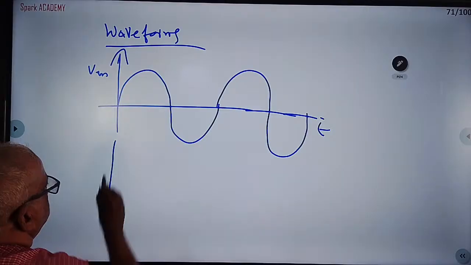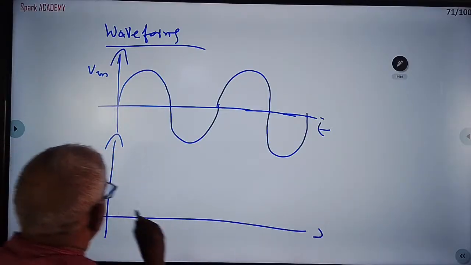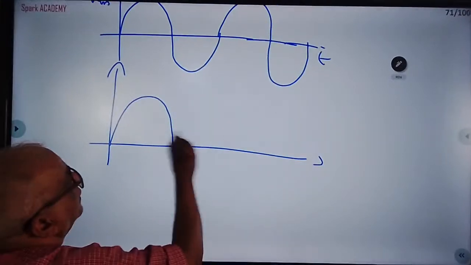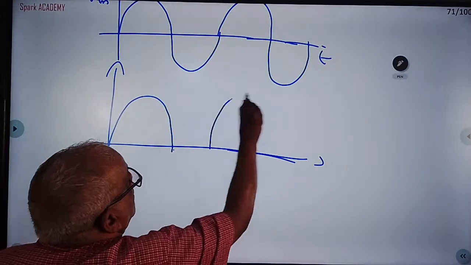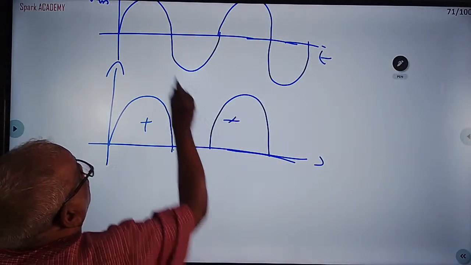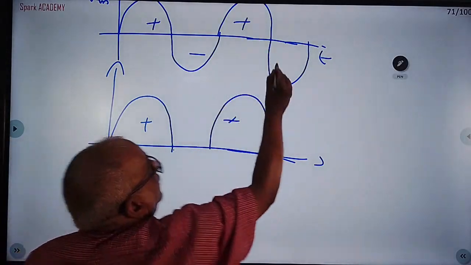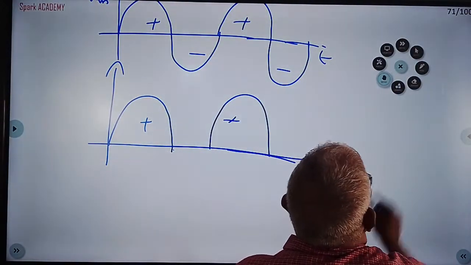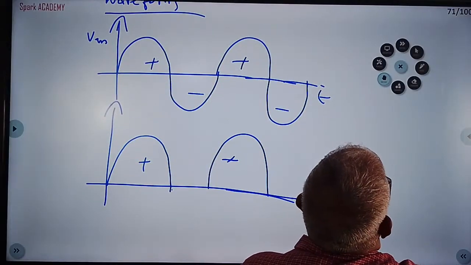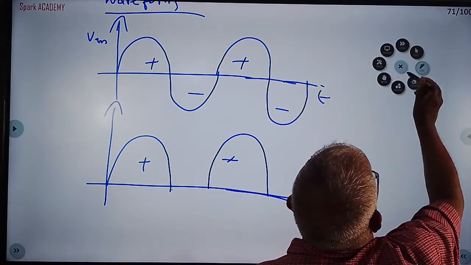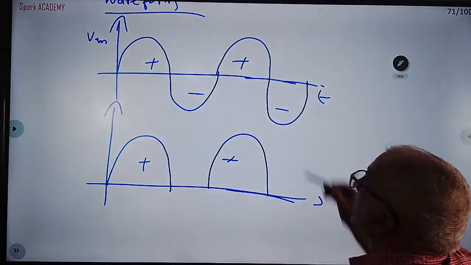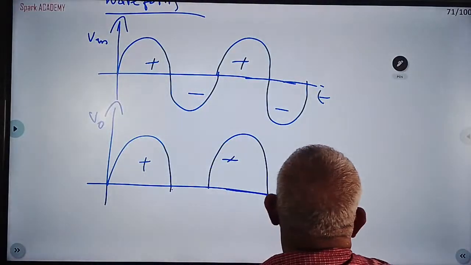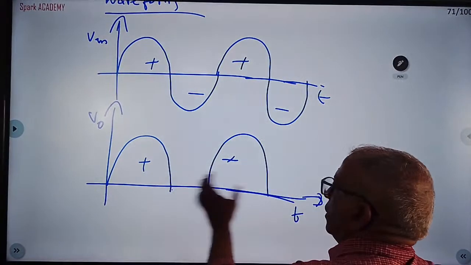Output will be how? Only positive will be there, negative won't be there. Again, positive will be there. So positive, negative, positive, negative. Positive cycle, exactly this. This is called output waveforms. You are not getting continuity.